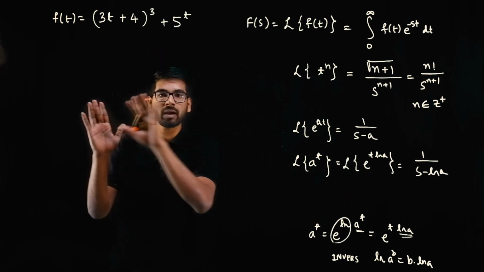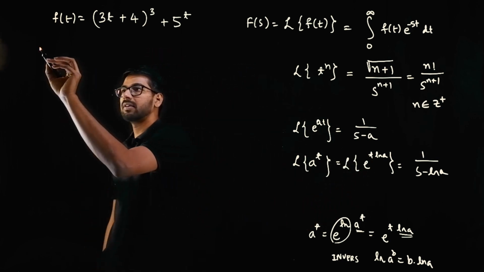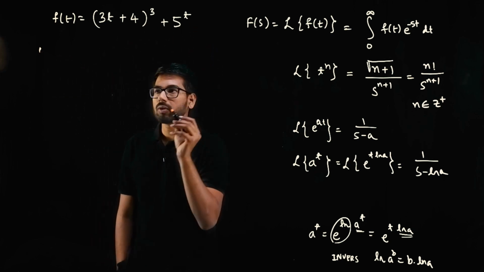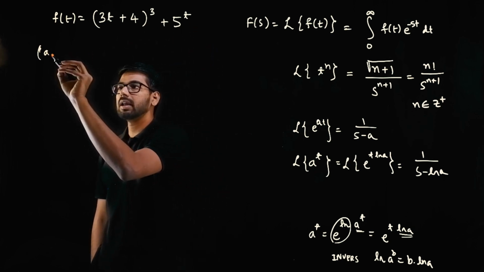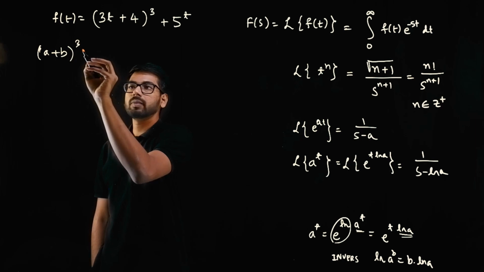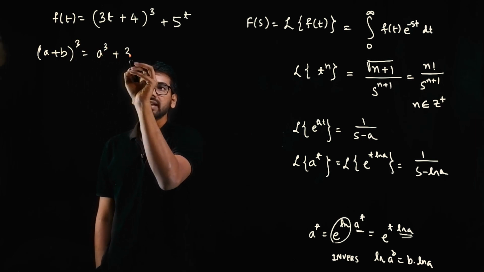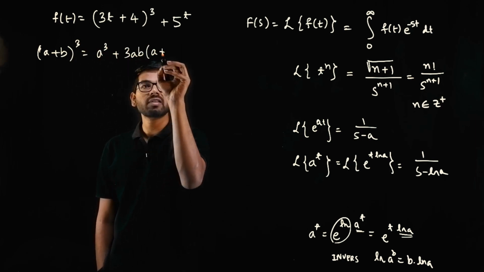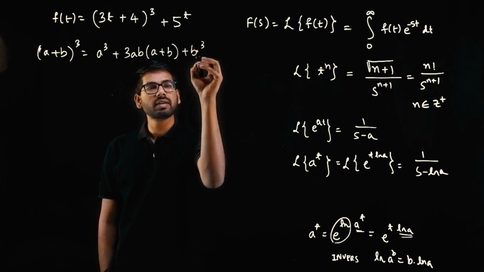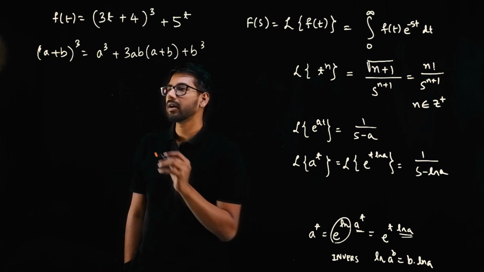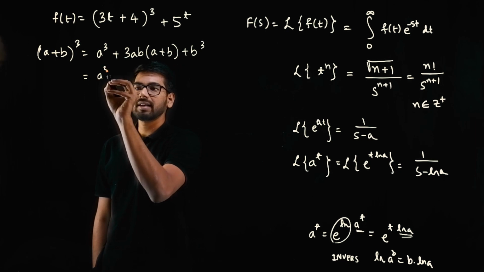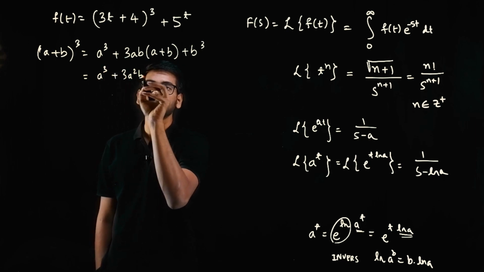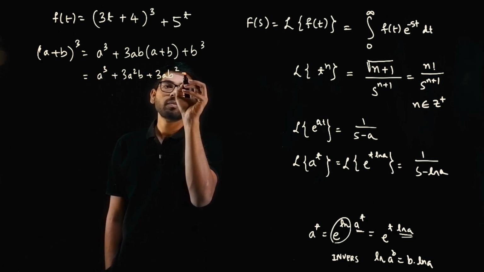Okay, so first let us expand the f of t. F of t is given as (a plus b) whole cube. So what is (a plus b) whole cube? (a plus b) whole cube is a cube plus 3ab into (a plus b) plus b cube. This is a very simple algebraic formula that you have learned long ago, and let me write this once again like this: a cube plus 3a square b plus 3ab square plus b cube.